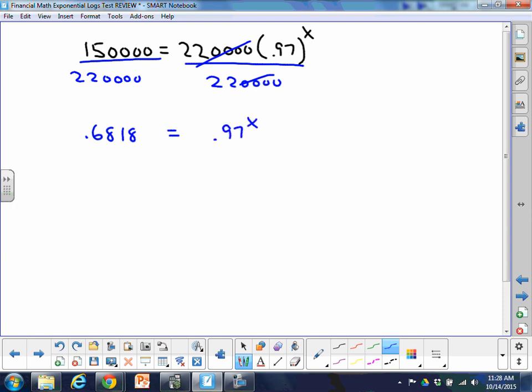Okay, and now we have a variable in the exponent. So what I would suggest doing is go to your log form. So switch to log form, and then we can use our calculator to finish it. So basically it's going to be log, the base is the thing getting raised to a power. Okay, the thing we're taking the log of is over here.